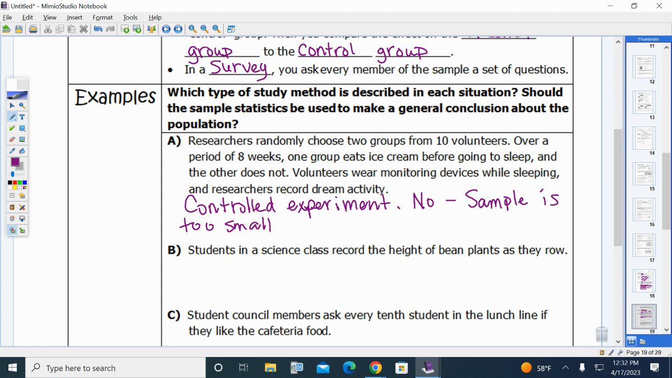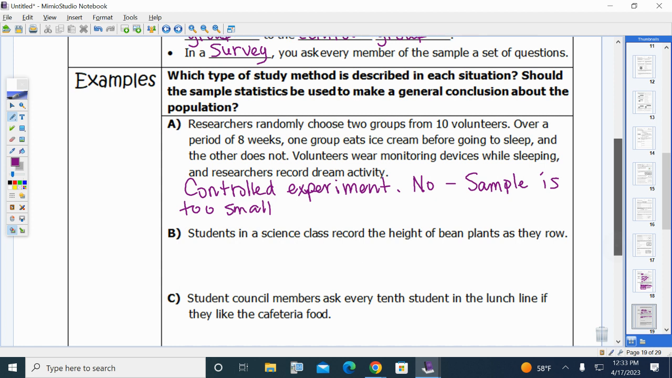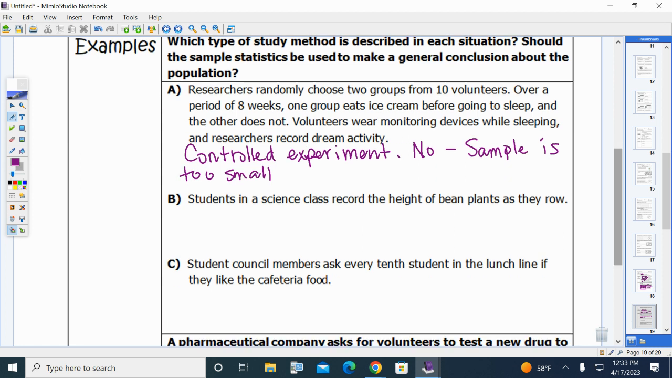Let's move on to part B. Students in a science class record the height of bean plants as they grow. You record the bean plant as it grows. So you're just watching, observing, recording data. This is your observational study.